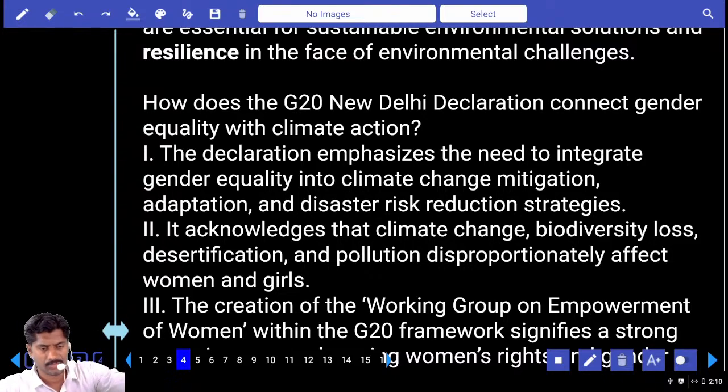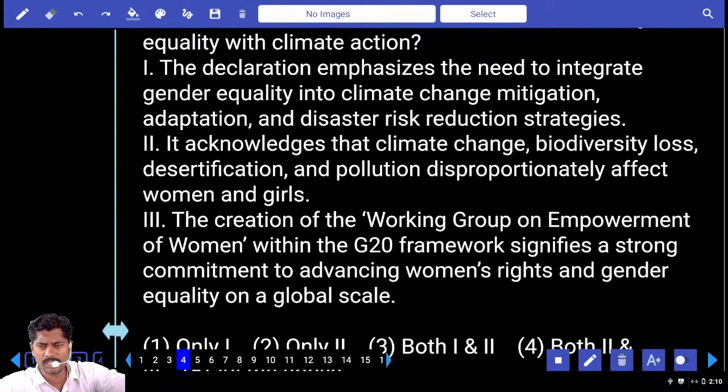Now, the declaration emphasizes the need to integrate gender equality into climate mitigation, adaptation, may be correct. It acknowledges that climate change, biodiversity loss, desertification, pollution disproportionately or proportionately.